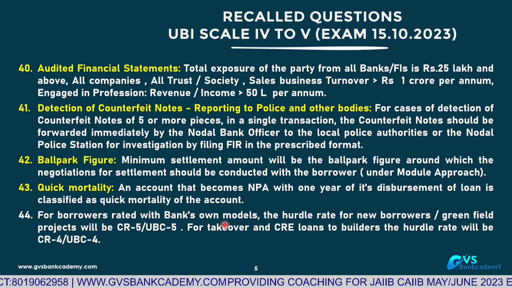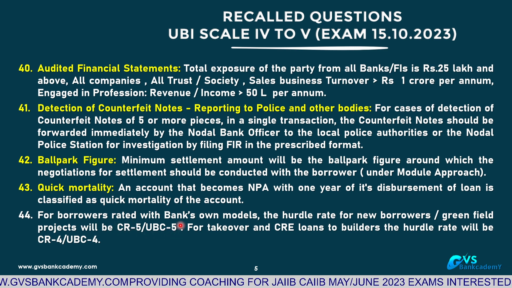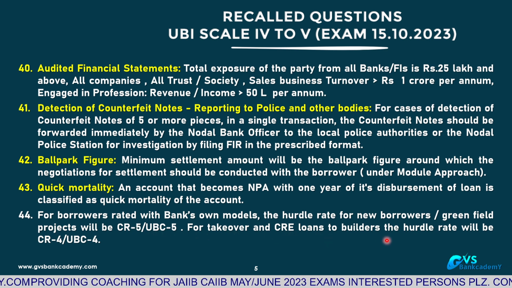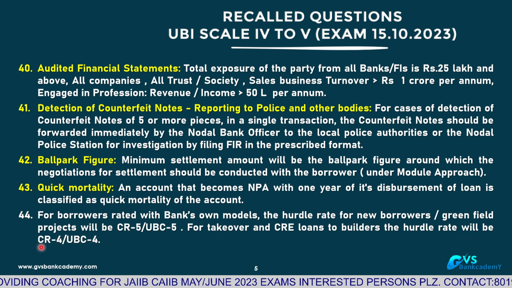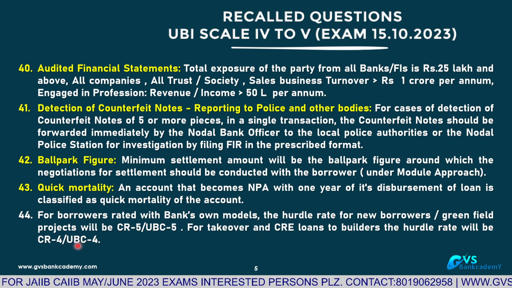Then this is also specific to a bank, Union Bank. For borrowers rated with the bank's own models, internal rating, the hurdle rate for new borrowers, greenfield and new borrowers, is CR4, CR5, UBC5. That is their internal rating. Internal credit rating for new greenfield projects, CR5, UBC5. For takeover and CRE loans, for builders, the hurdle rate will be CR4, UBC4. For takeover, CR4. For CRE, CR4, UBC. This is the internal rating required. New connections, CR5, UBC5. For takeover, CR4. CRE, UBC5.